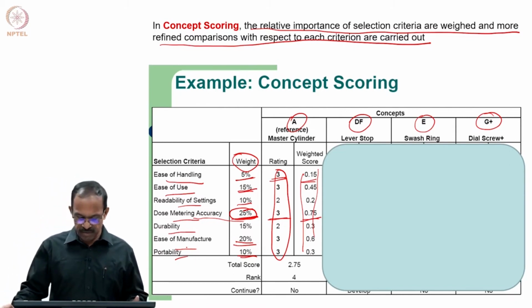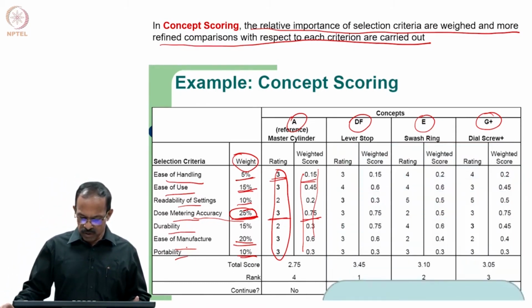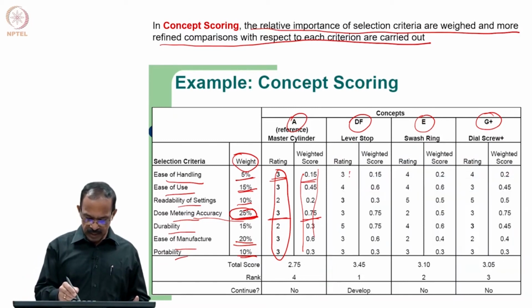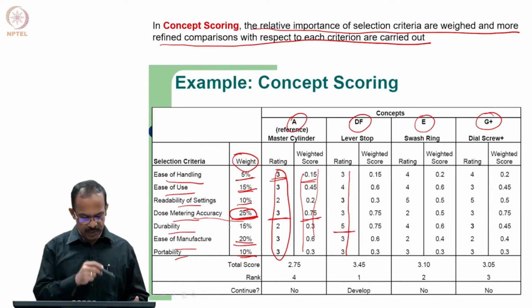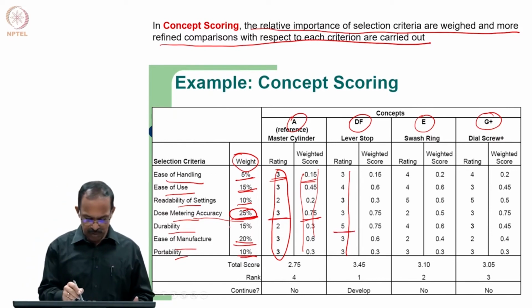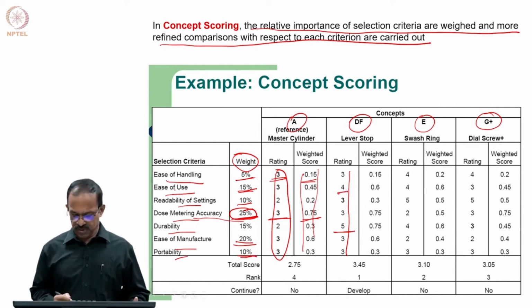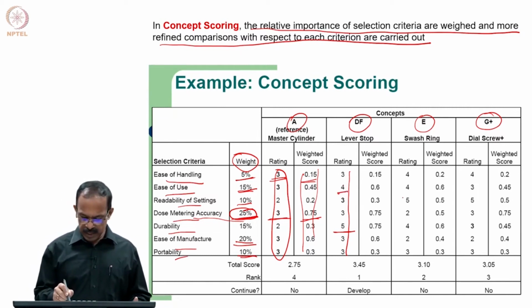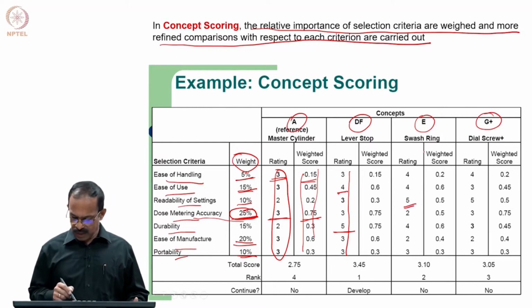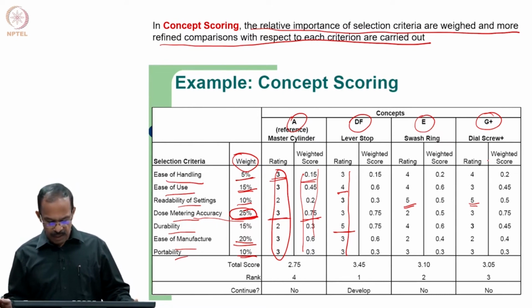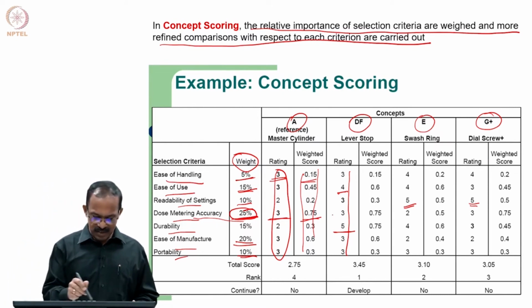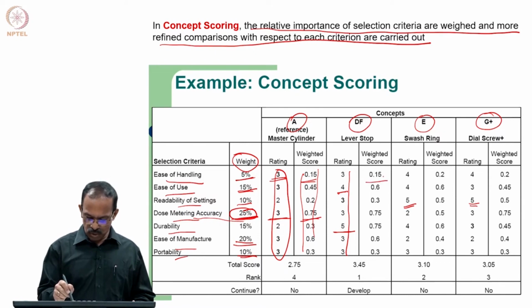So, for example, DF, E and G, you give the values. Again you can give here 3, 4, 5 etc. You can see this lever stop has got a 5 score for the durability and 4 for the ease of use. Here also the readability is better in swashing, and this also the readability is good. So, 5 is given as the rating. Now, you multiply this rating with the weightage and then get the weighted score here.